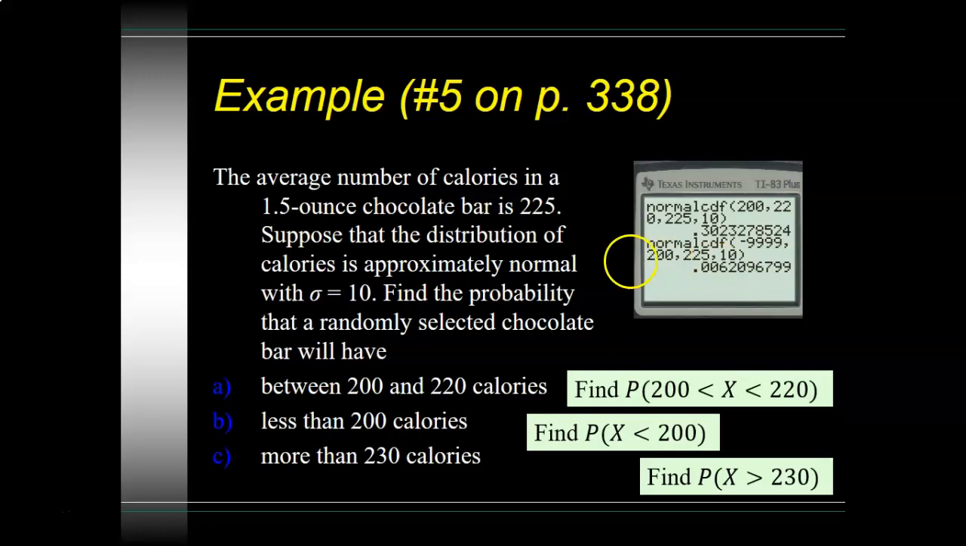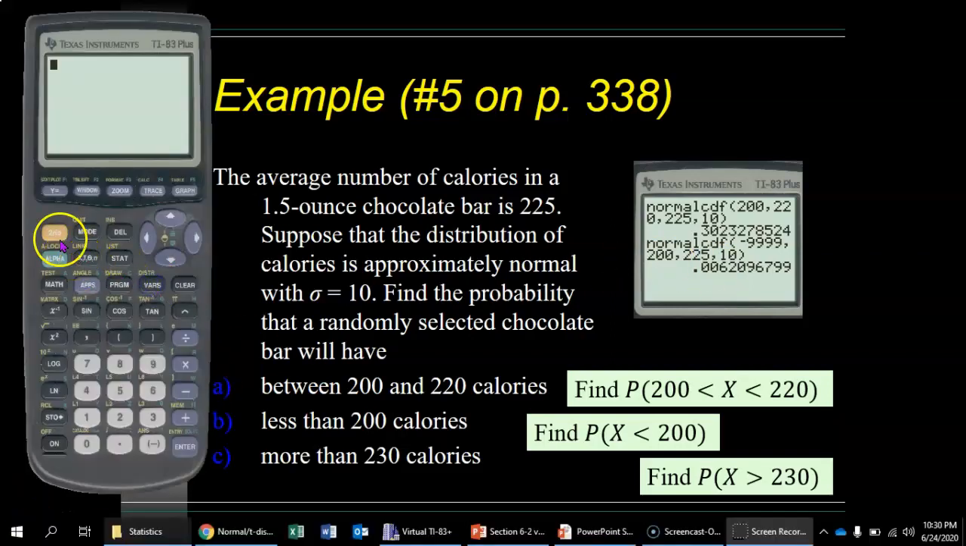So that's the answer to that one. And then the answer to part C, normal CDF, more than 230 would be starting at 230 and going up to really infinity, but I'm going to just put in a really big number like 9999 or 99999. The mean is still 225. The standard deviation is still 10, and we get an answer of about 0.3085.